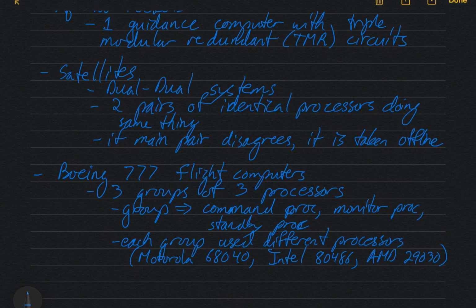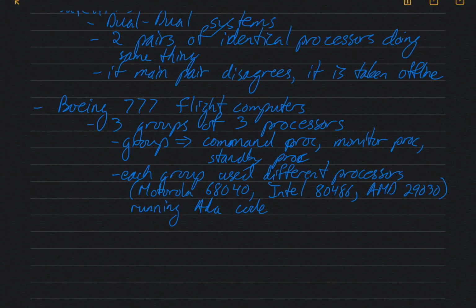So different processors for each group, and they were running Ada code. So Ada is this standard programming language that was used by the American military for all its projects for a long time. They've moved away from that now, but they did use Ada. And the thing that's different is that this code was compiled by 3 different compilers for the different groups to eliminate that potential source of errors.